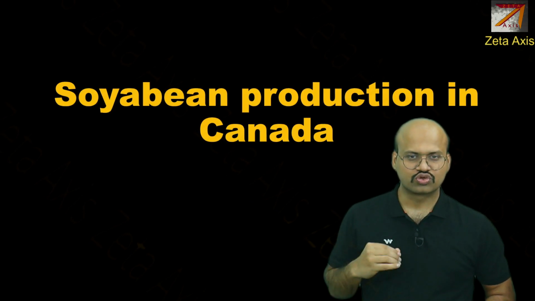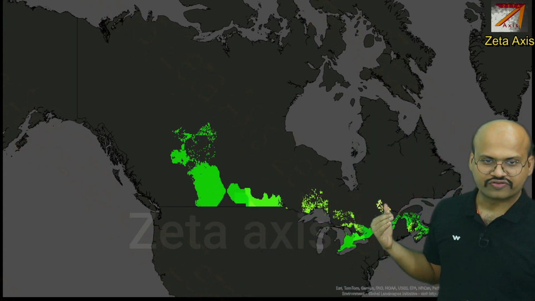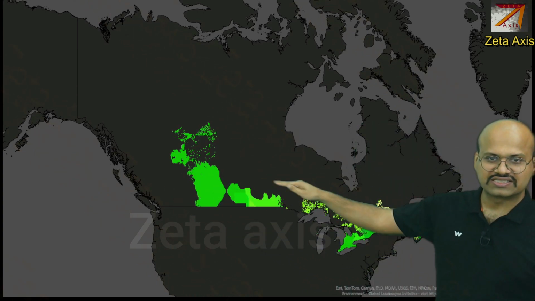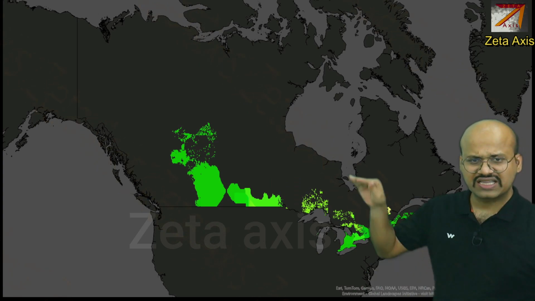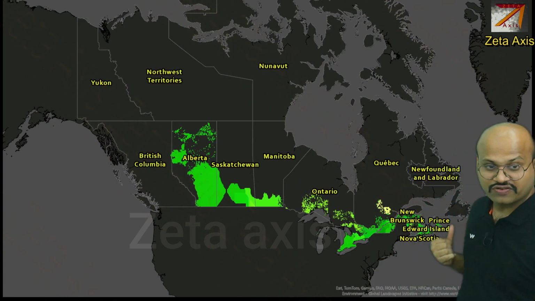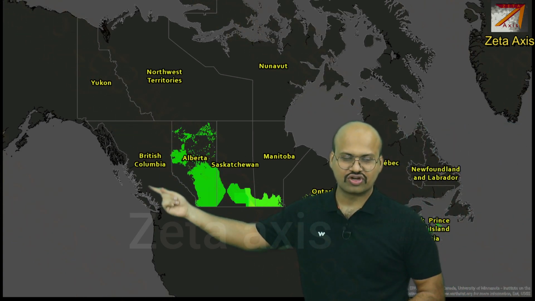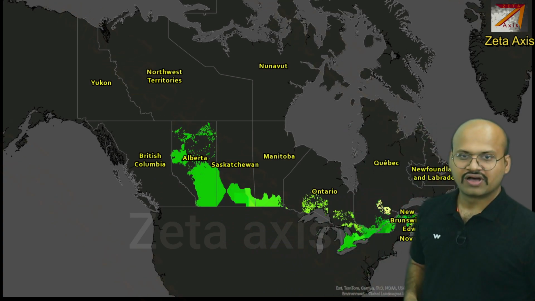So let's start with soybean production in Canada. Here we can see that the production of soybean is confined to the southern states of Canada, in fact the southern region of Canada, and the production is stretched right from the eastern coast till we have Alberta. British Columbia does not produce a significant amount of soybean.